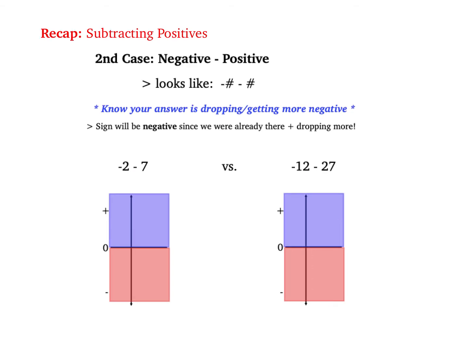By comparison, if we're starting already in the negatives, that sign will stay negative because we're dropping more, or I like to think it's getting more negative. And it doesn't matter how small those numbers are or how much you're taking away. So if I'm already at a -2 and only dropping 7 from that, it's forcing me further into those negatives. Whereas even with larger numbers, the same result would happen. Starting at -12, dropping 27 more from that, it's just going to force us farther and farther into those negatives.